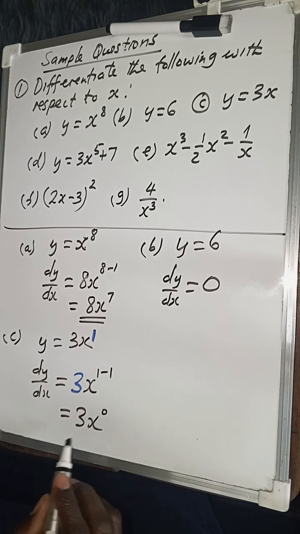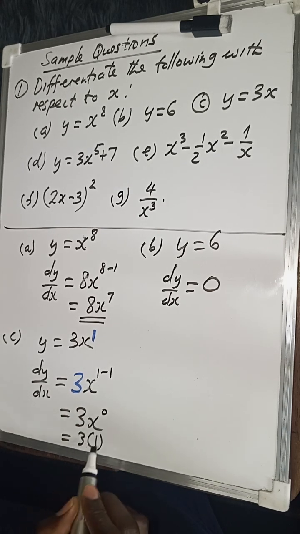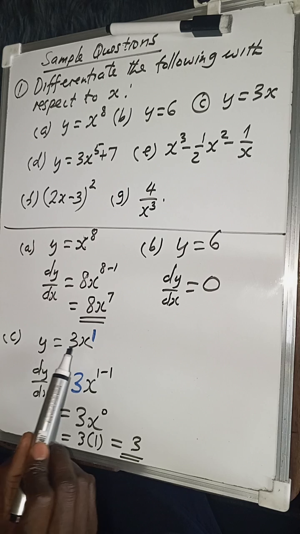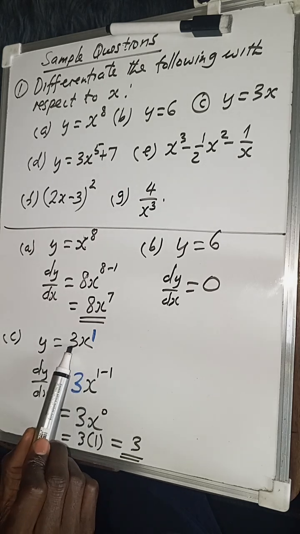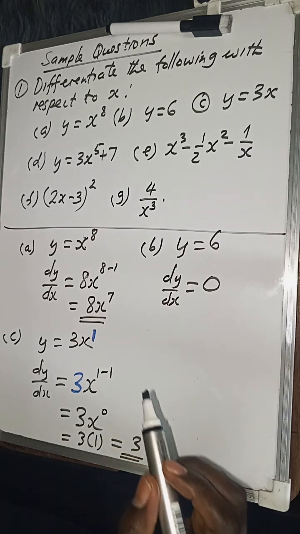1 minus 1 is a 0. Remember, any number raised to the power 0 is a 1. So 3 times 1 will give you a 3 there. So that is what we mean. So in simple terms, when you have a number and a variable, you just remain with the number. That is what we mean when you differentiate that.